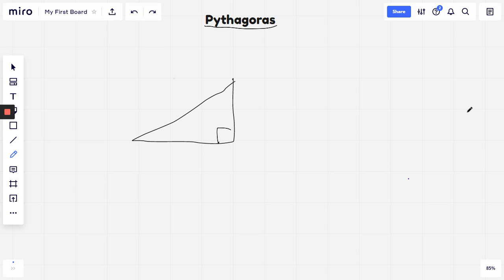Now, other things to know, the side opposite the right angle, this one over here, is often called the hypotenuse, and we usually represent that with an H. It's usually the one opposite the 90-degree corner. It's also always the longest side of the triangle.